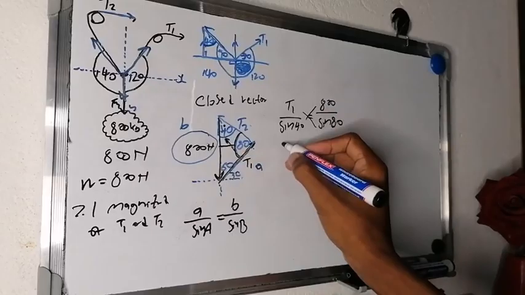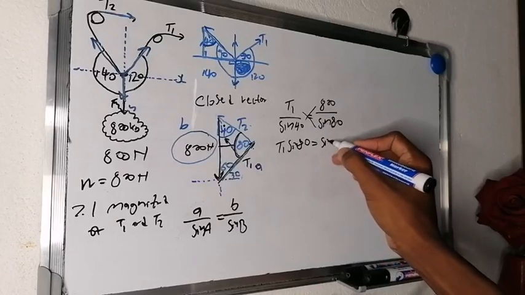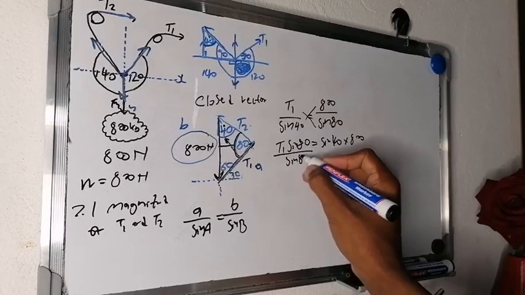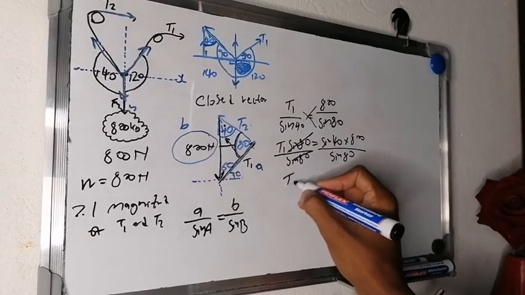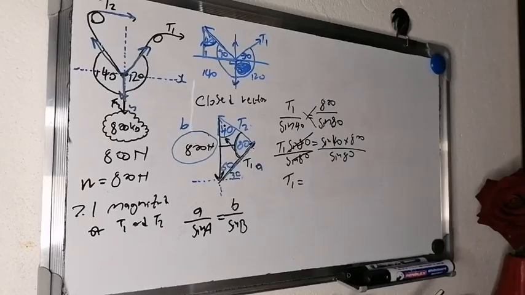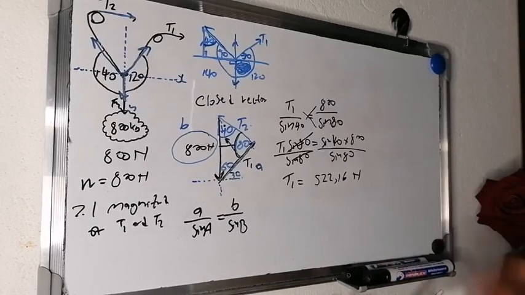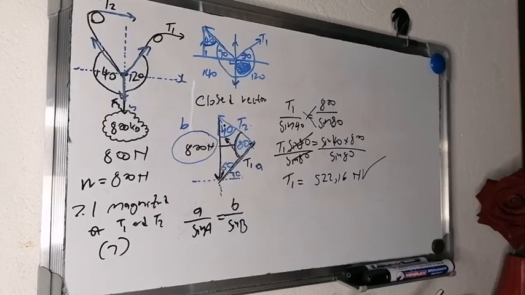Then you're going to have to cross multiply. Tension 1 multiplied by sine 80 equals sine 40 multiplied by 800. You divide both sides by sine 80. Sine 80 cancels sine 80. You are now left with tension 1 equal to that, and it will definitely give you 522.16 Newton. That is the value of tension 1. They wanted that. And remember that 2.1 was 7 marks, so you can't lose it.